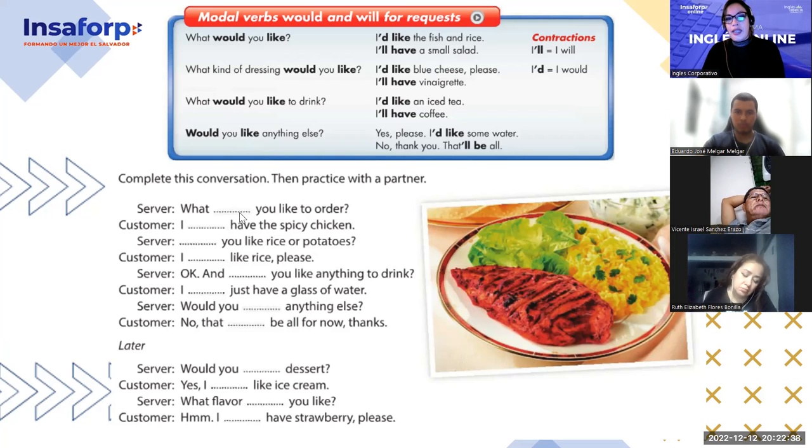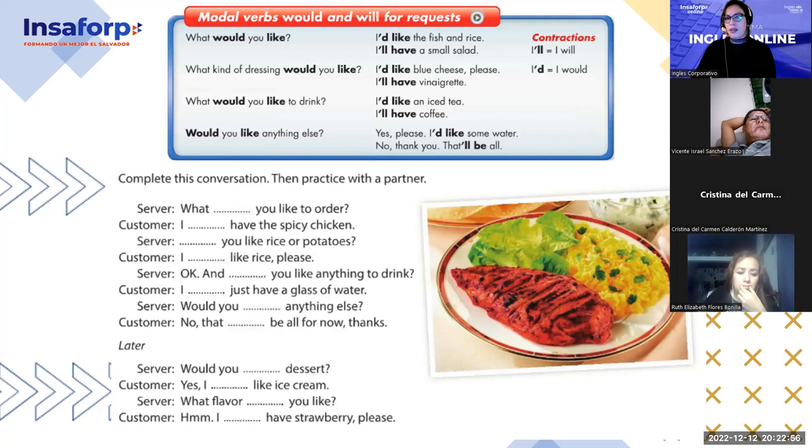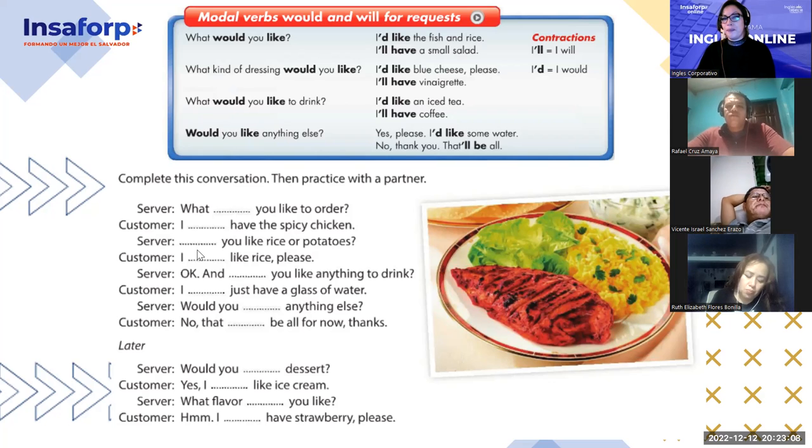The answer is with have. So: I'll have the spicy chicken. Now, what am I missing in the second question? Good. Would you like rice or potatoes? Would. The answer: I'd like rice, please.